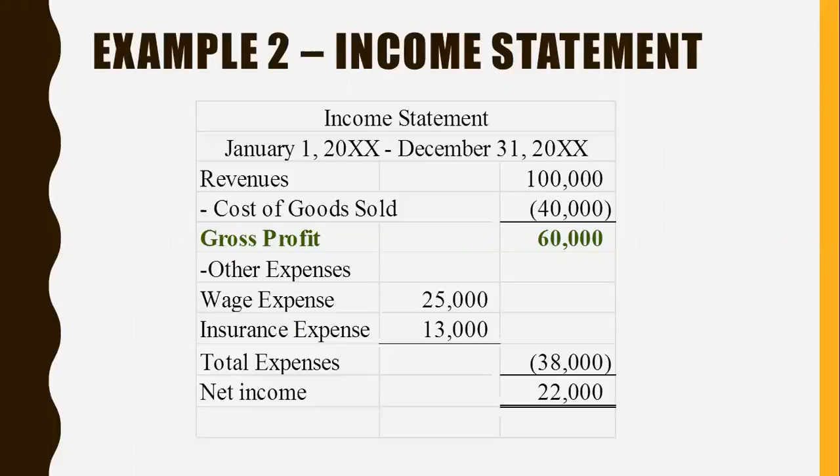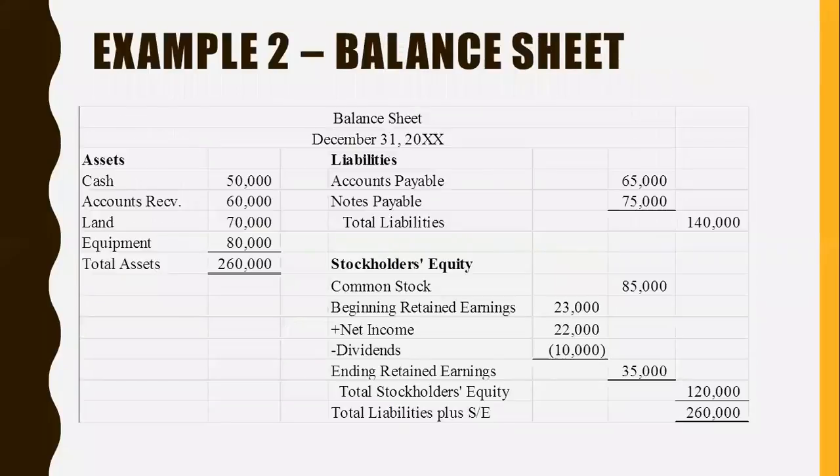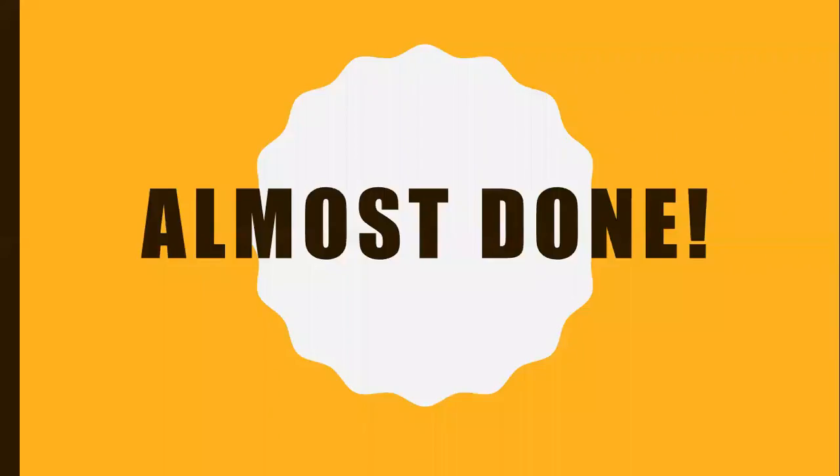Notice here our net income is $22,000. So when I go to the balance sheet, notice the net income that I added to retained earnings is $22,000. Besides that, just list all your assets, list all your liabilities, list all your stockholders' equity, and cross your fingers and pray that everything balances. And here they do. So almost done.